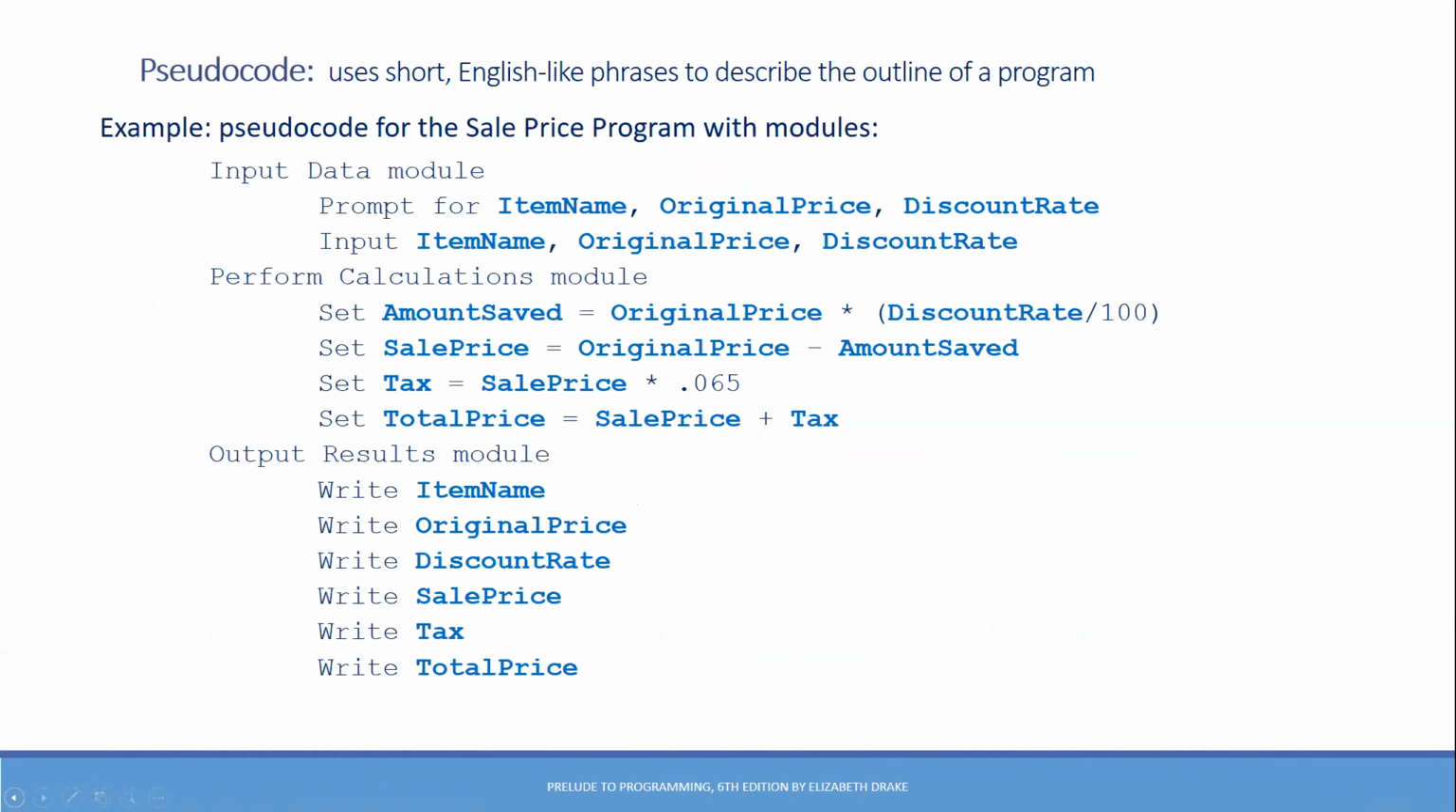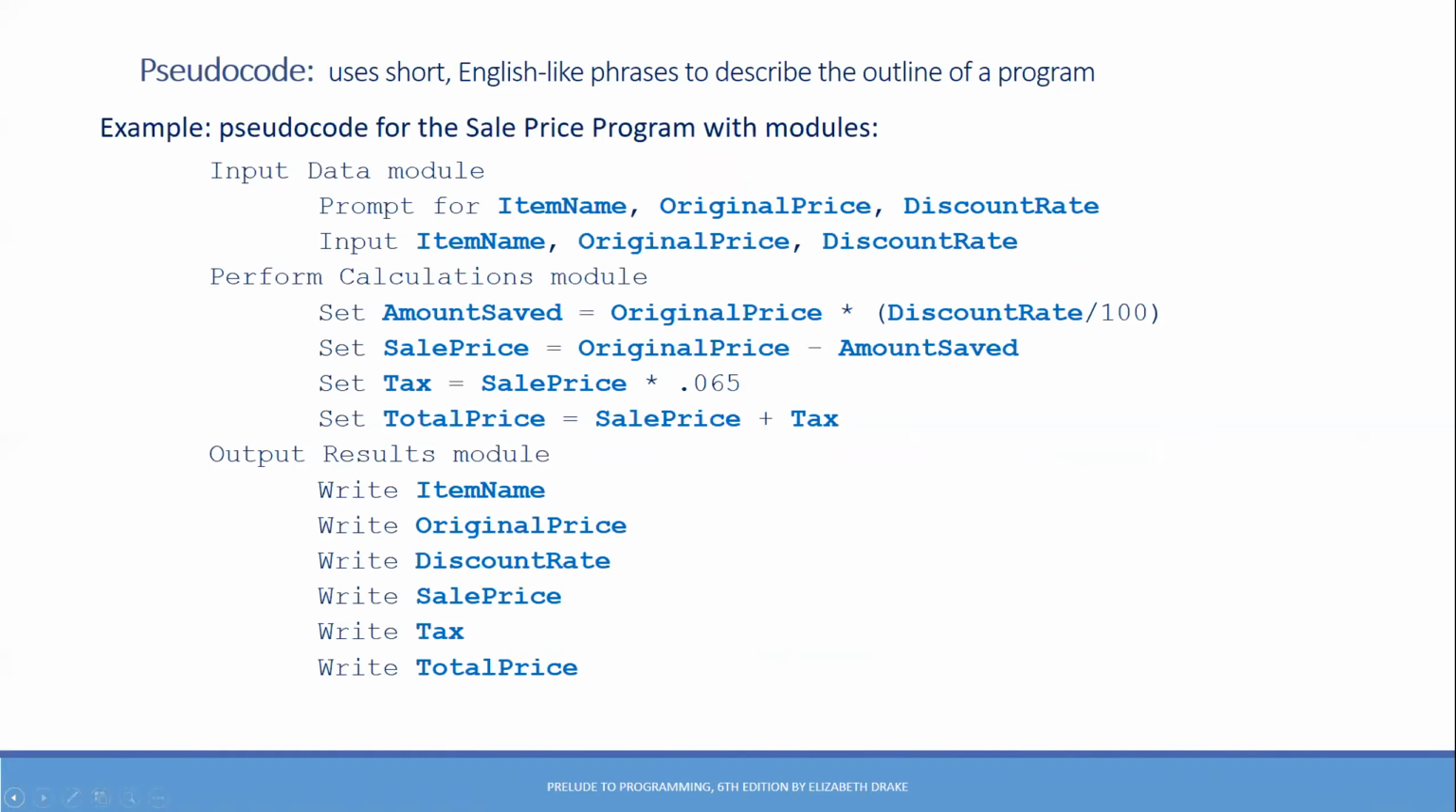So in our sale price program, this is how we would do it. We're going to say we have 3 main purposes in that program. Our input part, where we're prompting for input. Our processing part, where we're doing our calculations. And then our output part, where we're outputting results to the screen. So we could split that up into 3 modules: the input module, the calculations module, and the output module.